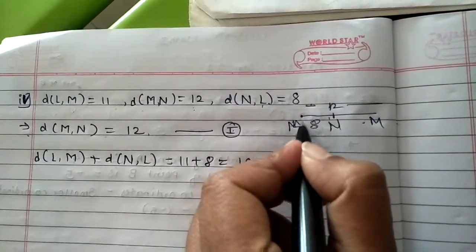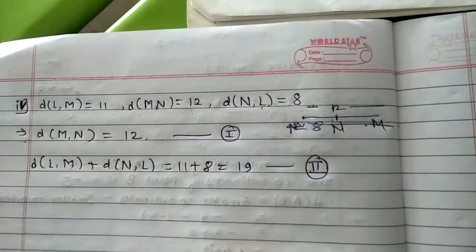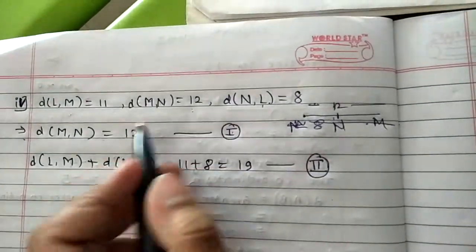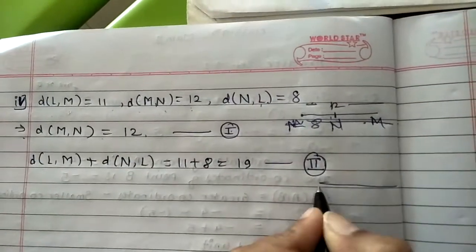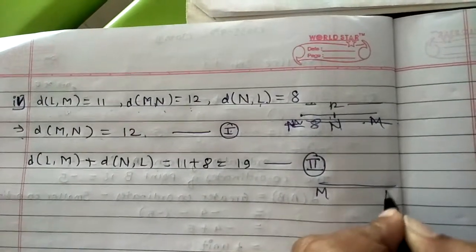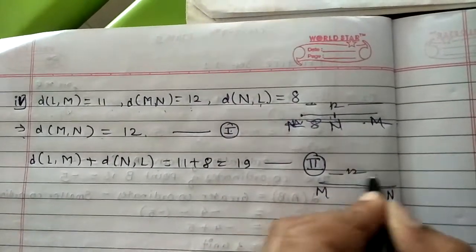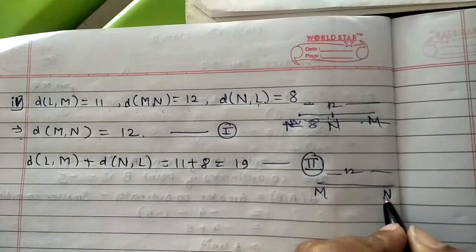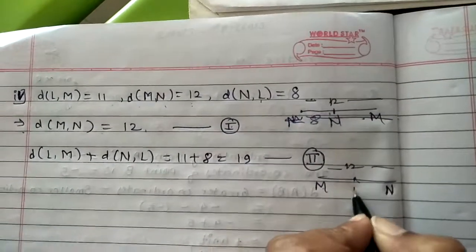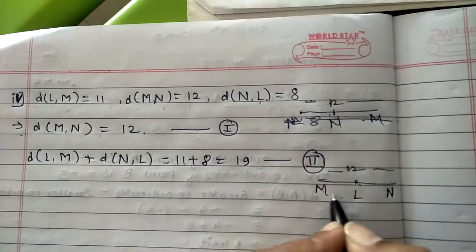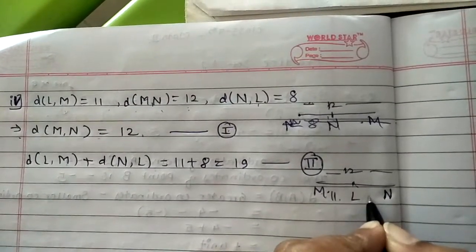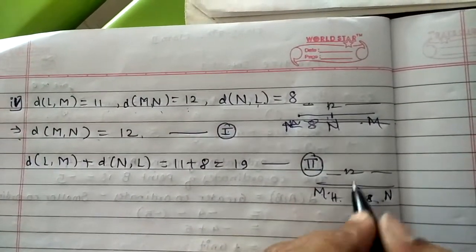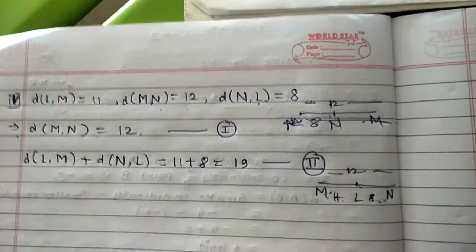Sorry, I gave the wrong one. Here we have to just wait. Again I will draw. The larger is MN. So here M, and here I draw N, and its length is 12. And then which point is remaining? L. So L we have to find. So ML is 11, and here NL is 8. So whether these are equal to 12 or not, that we have to identify.